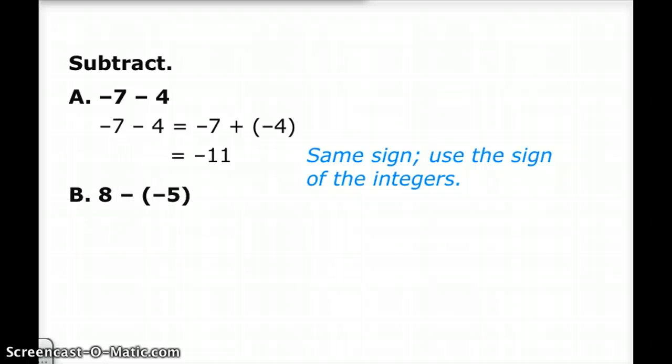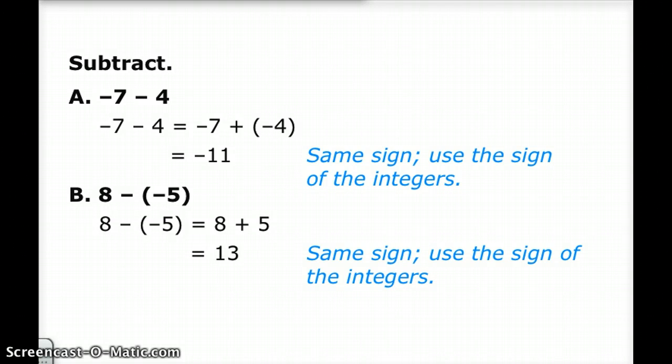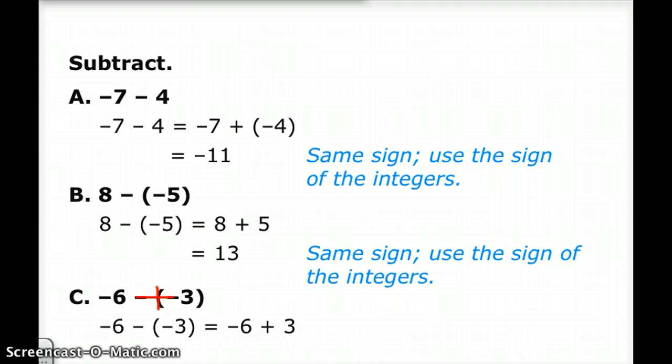Example B, 8 minus negative 5. Remember from the last screen, if you see minus a negative, you can make that into one big plus sign, making that 8 plus 5, which is 13. And example C, negative 6 minus the negative 3. Again, we can make this into one big plus sign, and now we're adding negative 6 plus 3. So remember, when we talk about which one has the greater absolute value, that would be 6, meaning our answer will be negative, and we find the difference between 6 and 3, which would be negative 3.